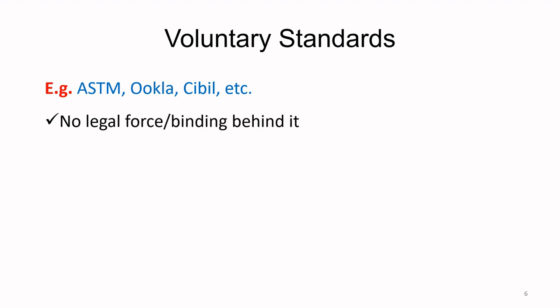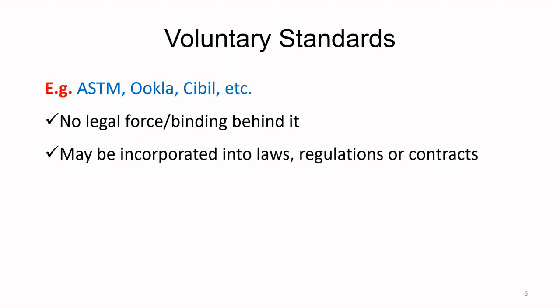So in case of voluntary standards, there is no legal force or binding behind it. And it may be incorporated into laws or regulations or contracts. Maybe the government also starts using these voluntary standards in the contracts that they give or the tenders that they float and things like that. But voluntary standards are standards which have been developed by individual organizations, and they are found to be so effective that companies use it without any force. And then we have mandatory standards.